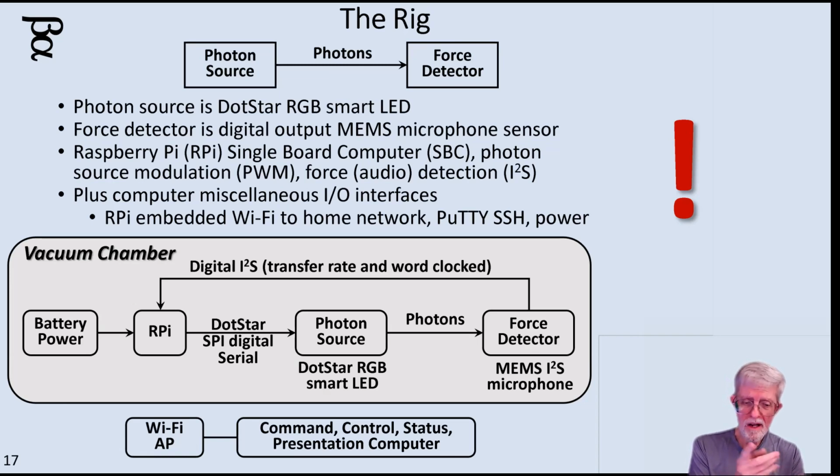The computer was running a Python script. It would drive the photon source, and the photon source would produce photons. They would enter the microphone, and the microphone would send back its audio signal to the computer, and the computer would record it. And then I would be on the outside of the vacuum chamber talking Wi-Fi to the Raspberry Pi computer and sending it commands and controls and looking at status and such. So that was what I was shooting for.